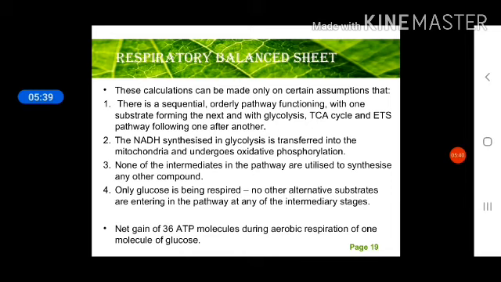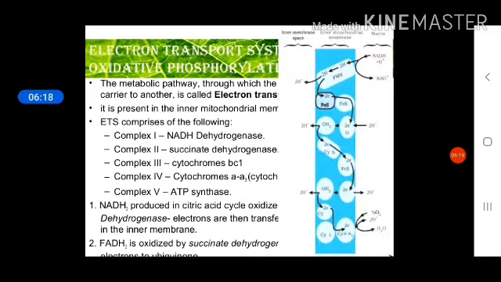In this way, from the 10 NADH2, we get 10 into 3, that is 30 ATP, and from 1 FADH2 we get 2 ATP. So from 2 FADH2 we get a total of 4 ATP molecules. The rest of the ATP molecules, 2 in glycolysis and 2 in the Krebs cycle, so total 4 direct ATP, is called substrate level phosphorylation. So in this way a total of 38 ATP we get.